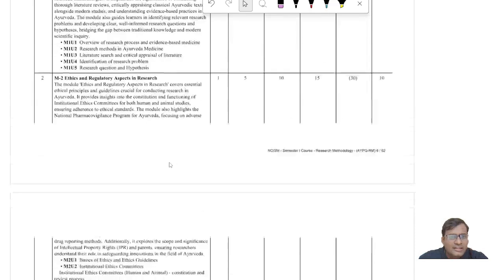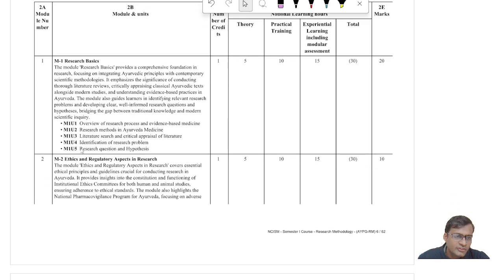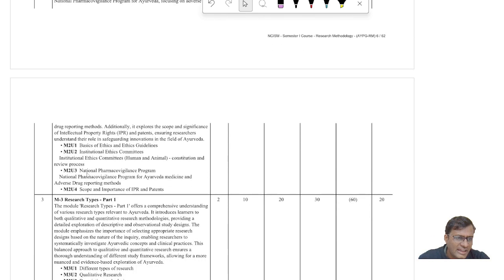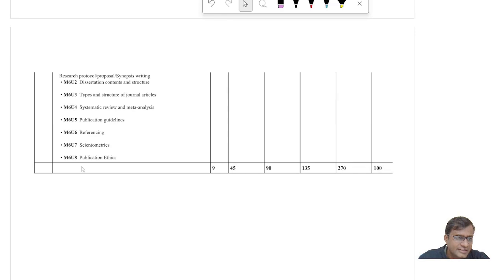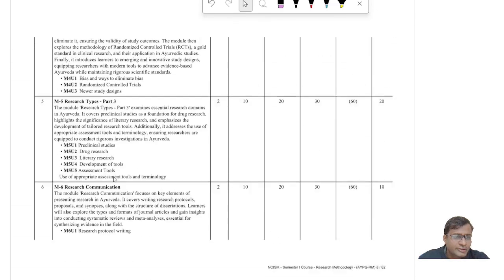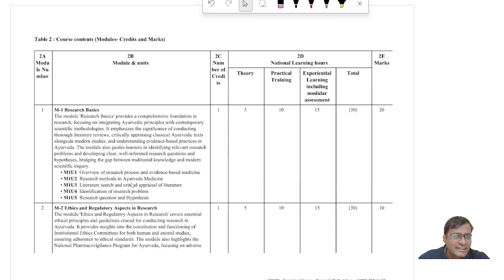So the whole syllabus, what we call Table 2, the topics of research methodology, is divided into 6 modules. Each module is further divided into units. If you add the total units, 5, 4, 4, 3, 5 and 8, you will get the total number of chapters you are learning in this research methodology.